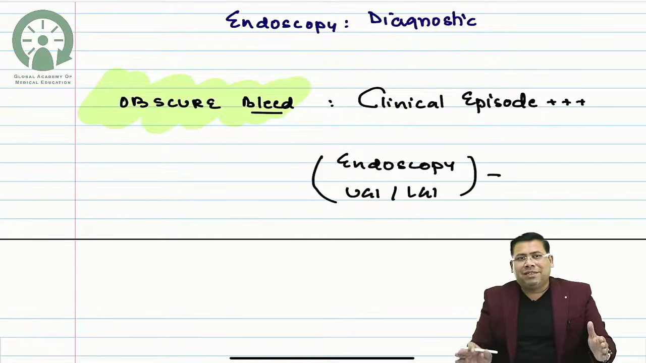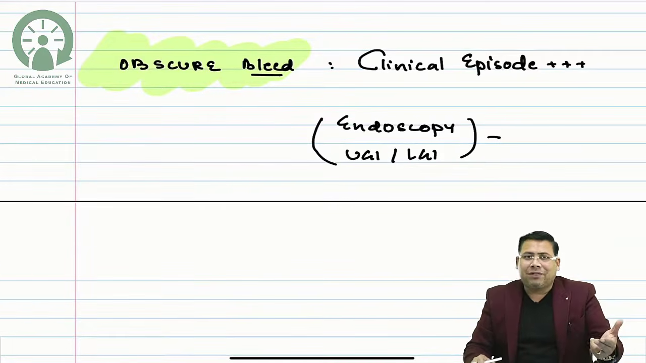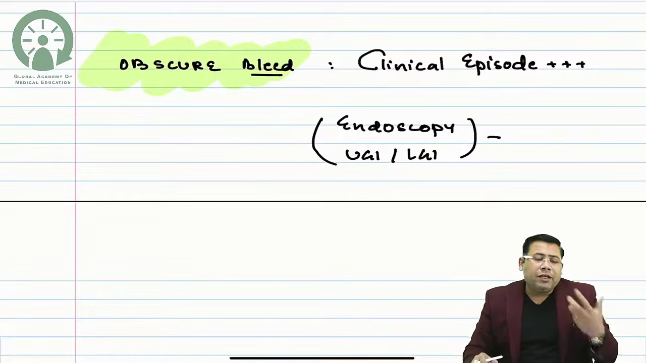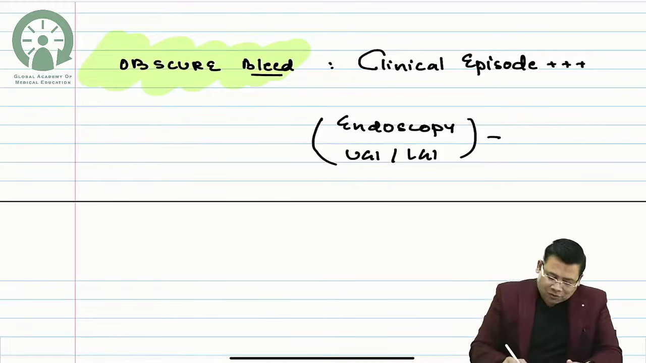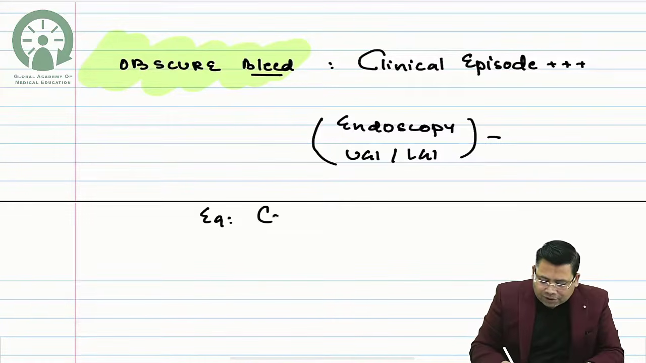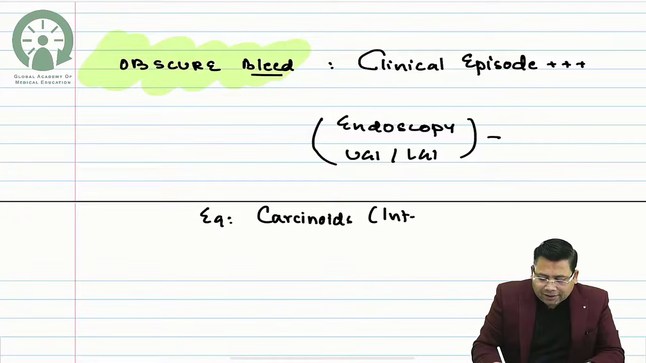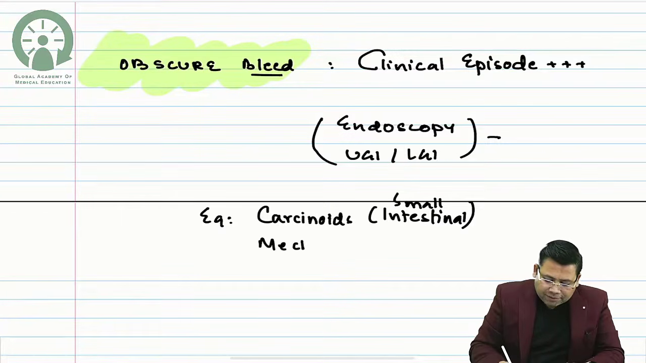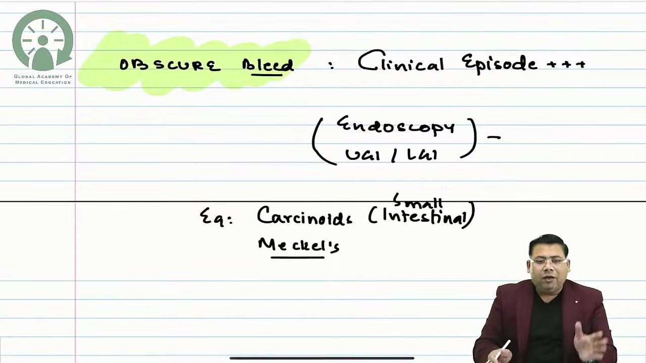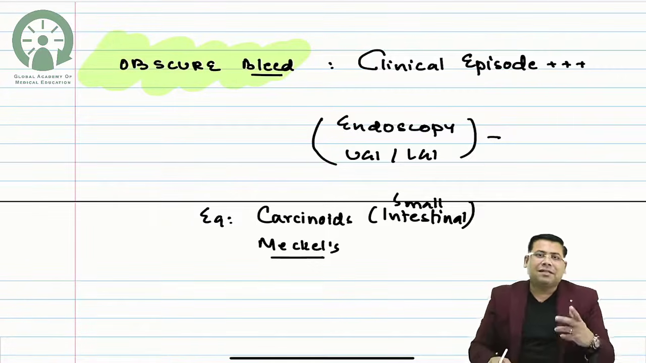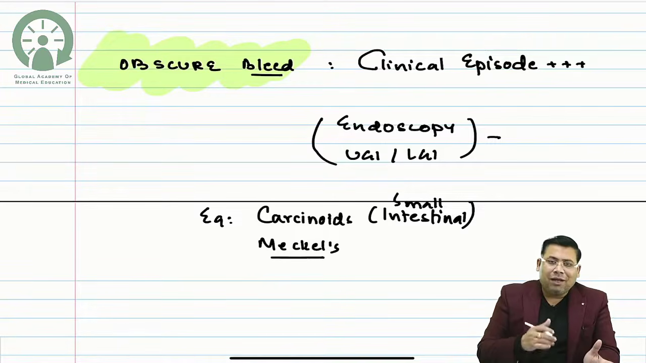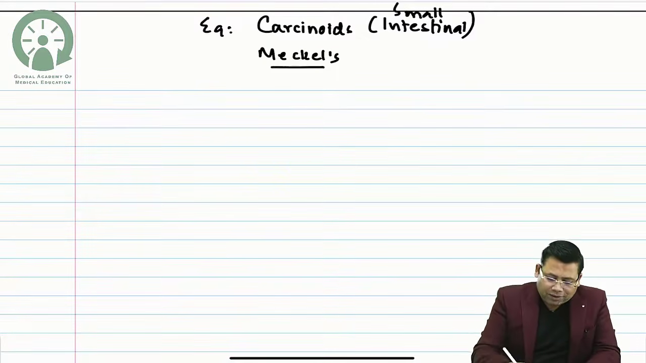So complete small GI bleeds are actually a mess. All those small GI bleeds, like Meckel's diverticulum related bleeding or angiodysplasia, are all missed. What is an example for this? Carcinoids. The classical is intestinal carcinoids, very small intestinal carcinoids. This is very important. Then we have Meckel's. So endoscopy in these cases is negative, whereas the clinical episodes are positive. So these are the standard terms that we have to understand.